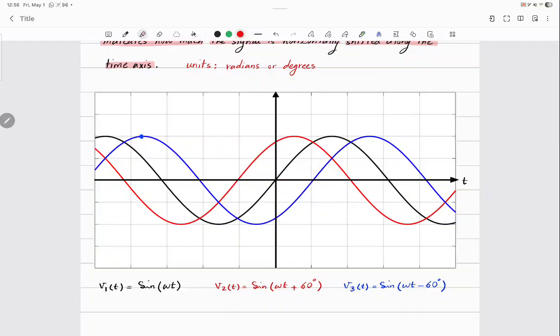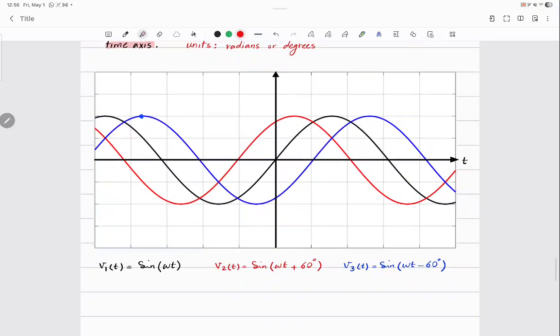So that is one. Now, how would you tell the red one is v2? Plug in 0, it's sine of 60 degrees, and it's equal to root 3 over 2, a positive number, so at 0 it should be positive, the red one. How about the blue one? At t equals 0, it's sine of negative 60, it's negative root 3 over 2, a negative value, so it's the blue function.